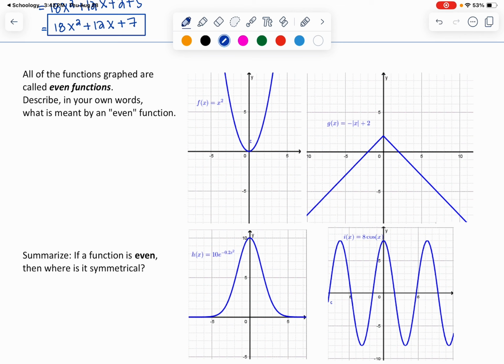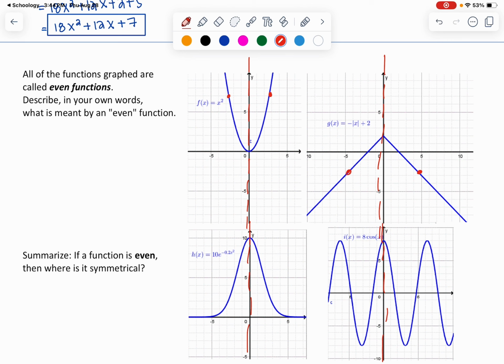So you should have noticed that all of these graphs are symmetrical, but they're all symmetrical over the same line. And we want to know what line that is so we can say it's symmetric over that. So if you look at this function right here, if we draw a vertical line going through the origin, right? If there is a point here, it is reflected over that line, and there's another point right here. If I have a point here, there's a reflection right here, okay? So what is that line that I just drew?